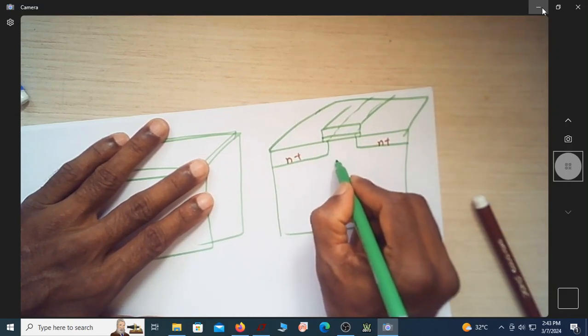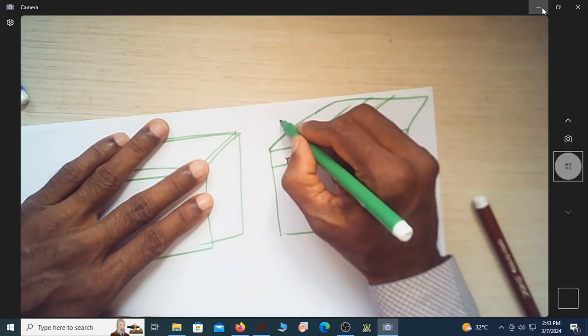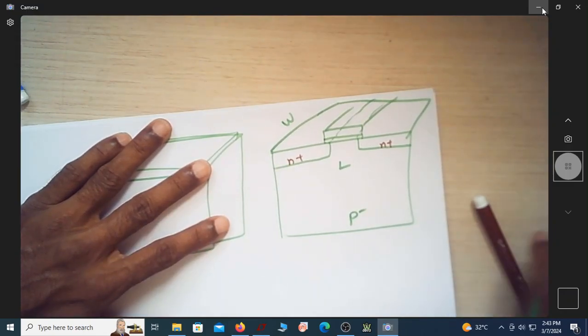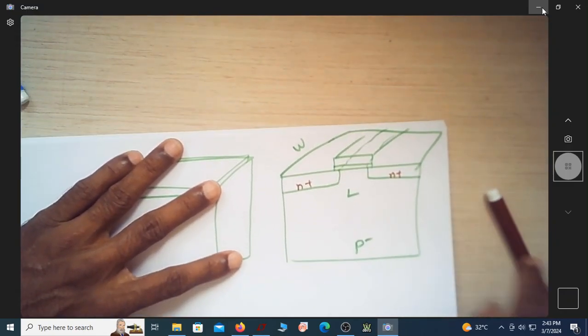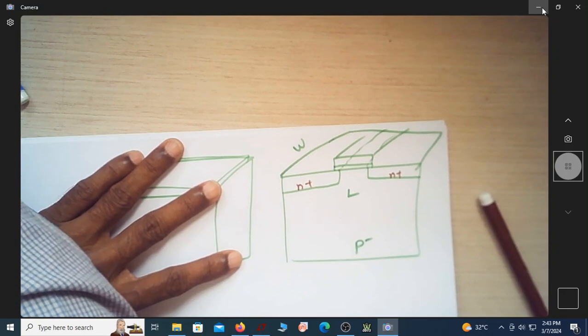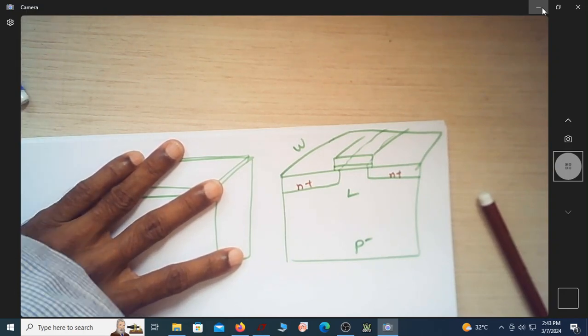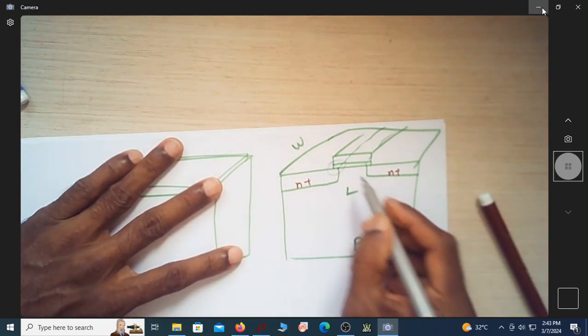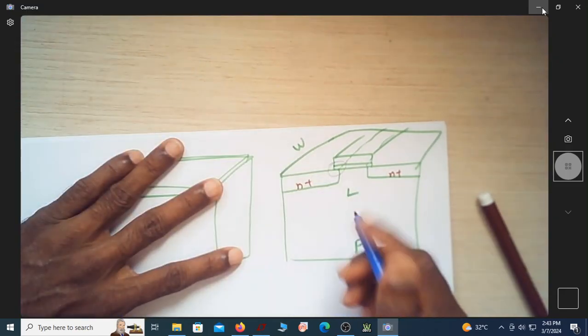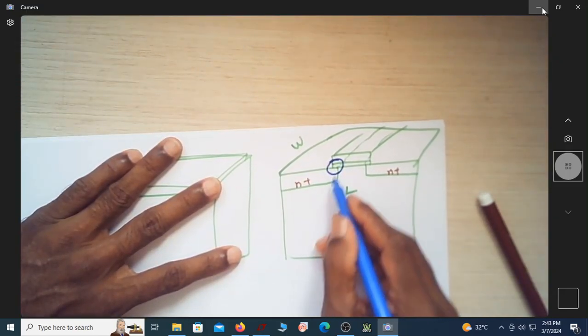Usually we know that this is the length of the transistor, this is the width of the transistor. The capacitance that we are talking about is this overlap capacitance. Okay, that is not visible, let me make this. This is the overlap. Can you see this?